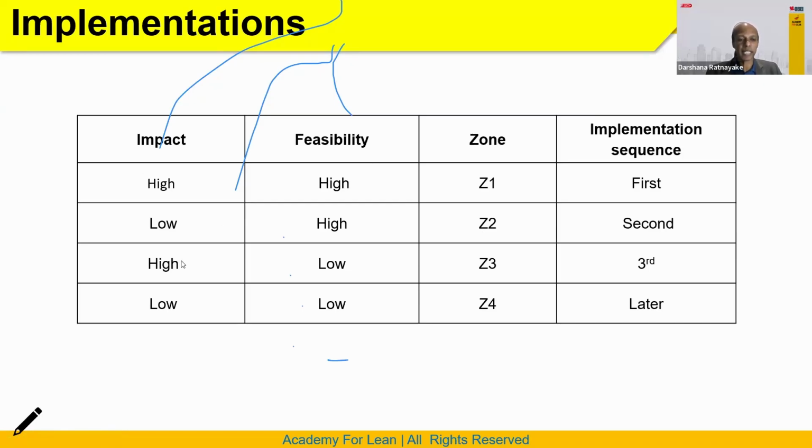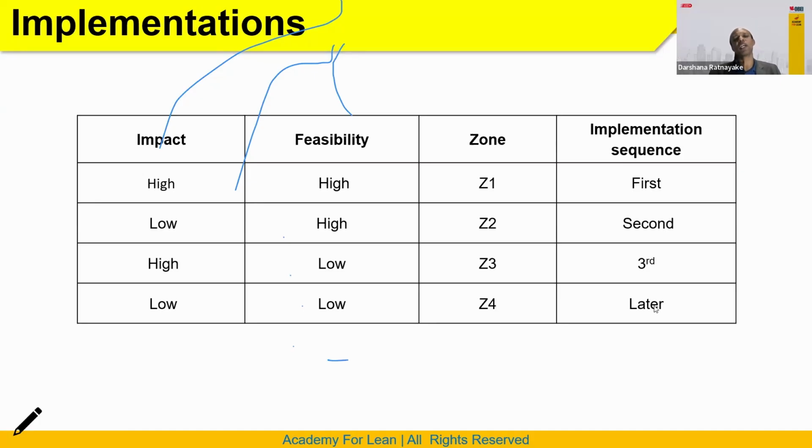Okay, then number 3, high impact, low feasibility, is a 3 zone. Yes, we need to actionize number 3. Third project, set of product. After that, the low impact, low feasibility one is zone 4.